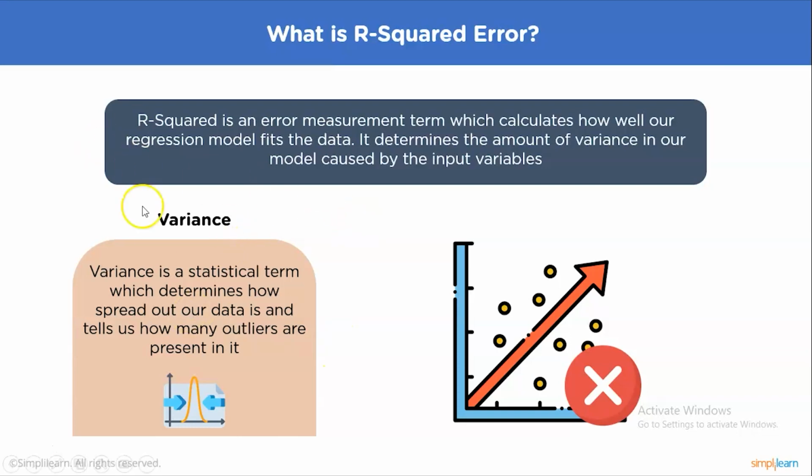Now, all this time we've been talking about variance in our model. What exactly is variance? Variance is nothing but a statistical term which determines how spread out our data is and tells us how many outliers are present in it. Basically, it's a measure of how far a set of numbers is spread out from their average value. Using variance, you can basically figure out where your data is centered and how spread it is from the mean, and also you can find out how many outliers it has.